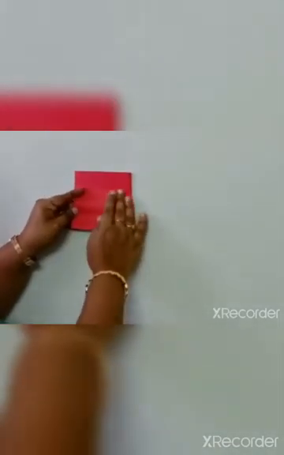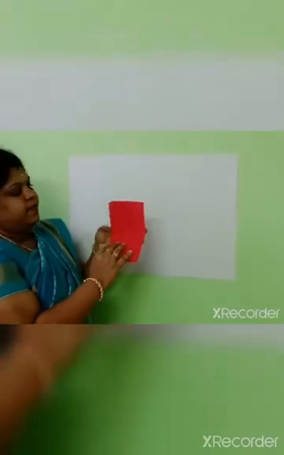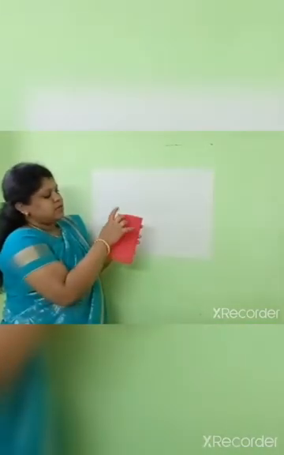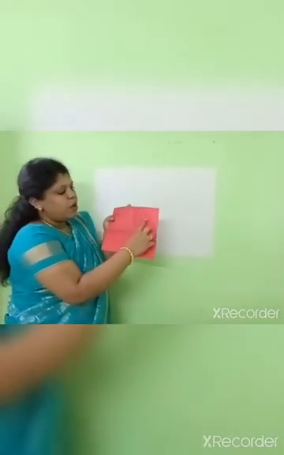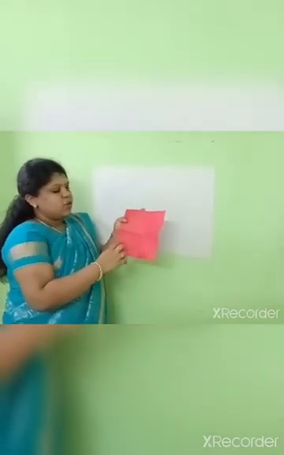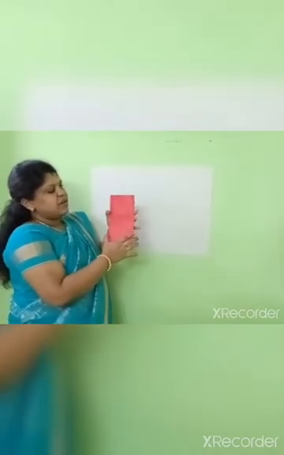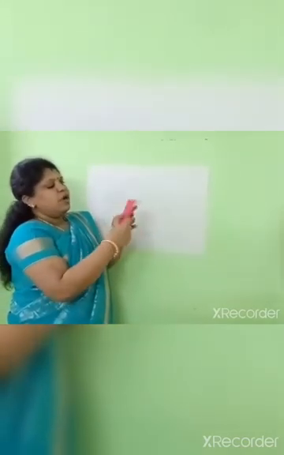You should not overlap the edges. You have to fold like this. So now 1, 2, 3, 4. 4 portions are there. That means this is 1 by 4, 1 by 4, 1 by 4, 1 by 4. That is quarter, quarter, quarter and quarter. If 4 like this, then this is 1 by 2. That is half. 1 by 2 and 1 by 2.